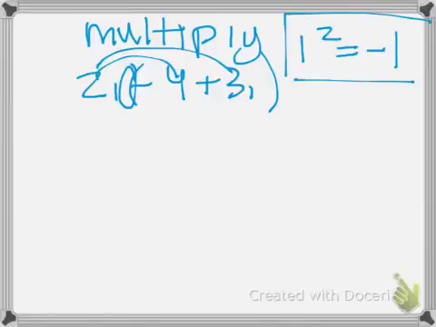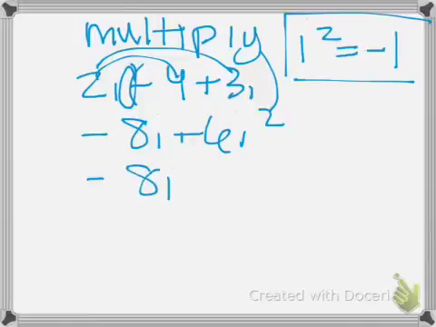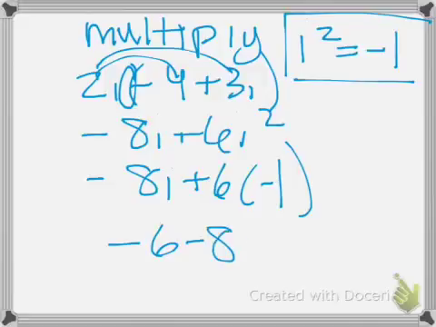So, 2i times -4i is -8i, and 2i times 3i is 6i squared. Now we learned earlier that i squared is -1, so we plug it in. So -8i plus 6 times -1. So it's just -6 minus 8i, or -8i minus 6.